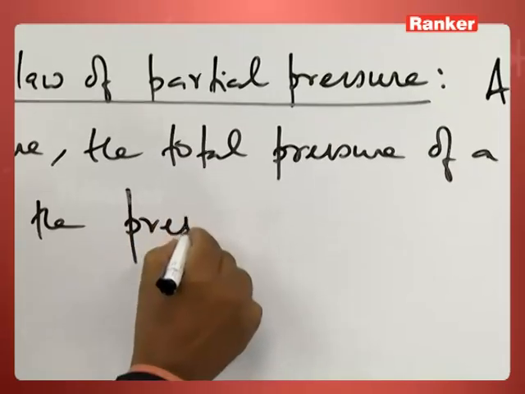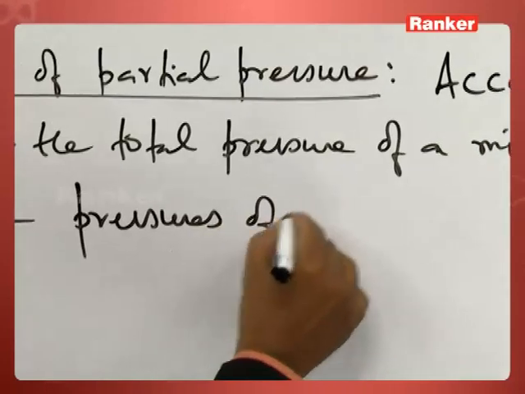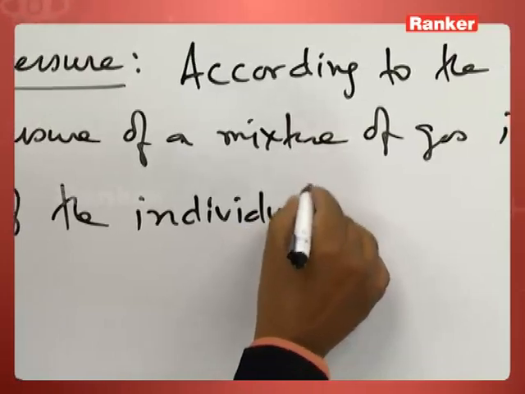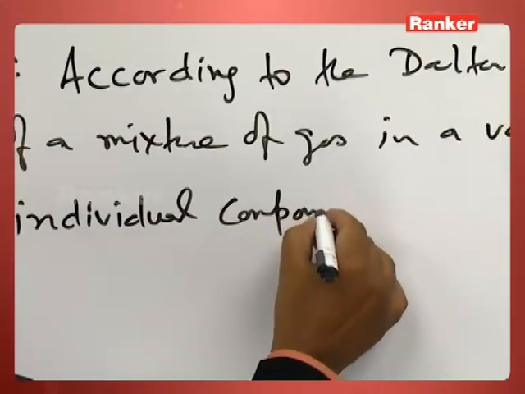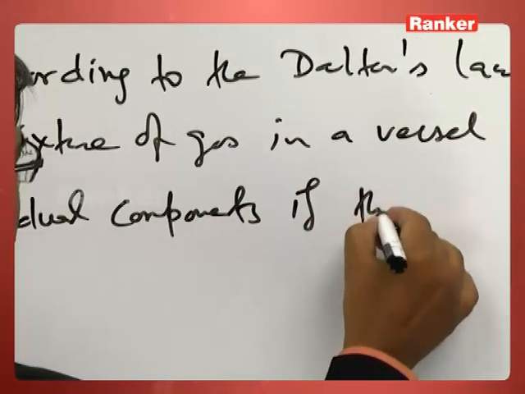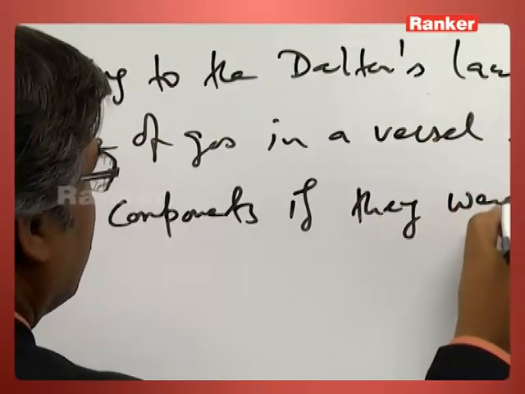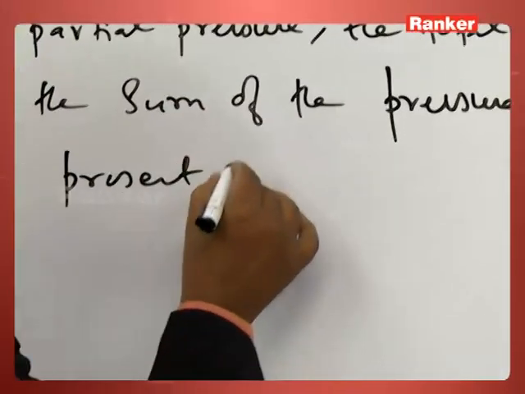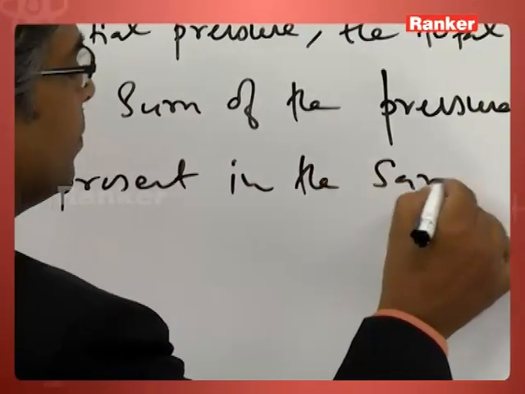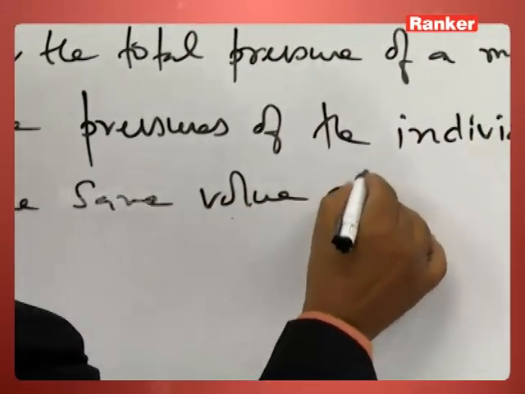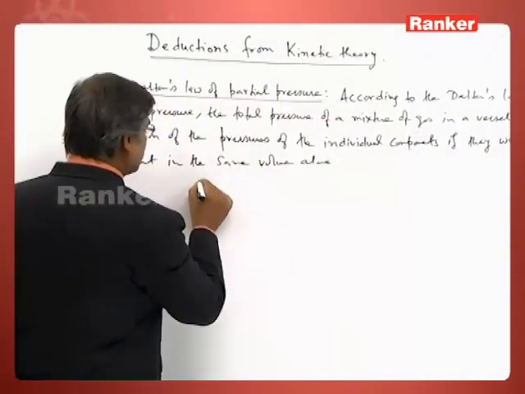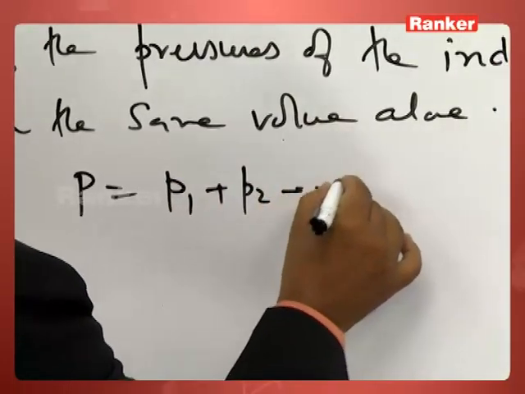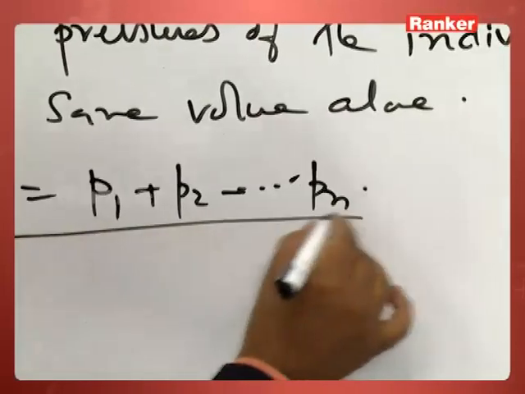the individual components if they were present in the same volume alone. So we call this total pressure as P1 plus P2 plus ... Suppose n gases are there.